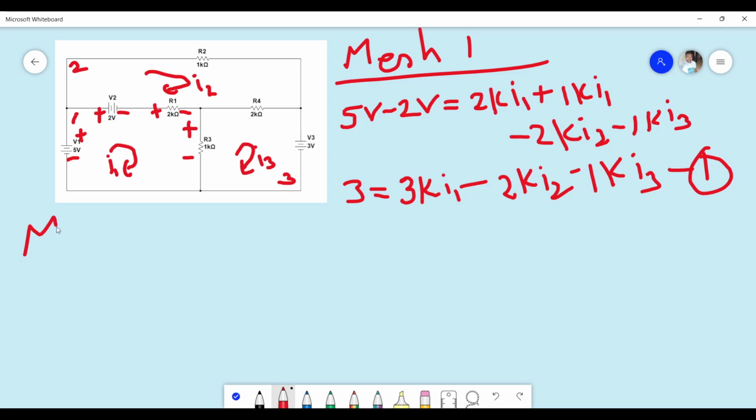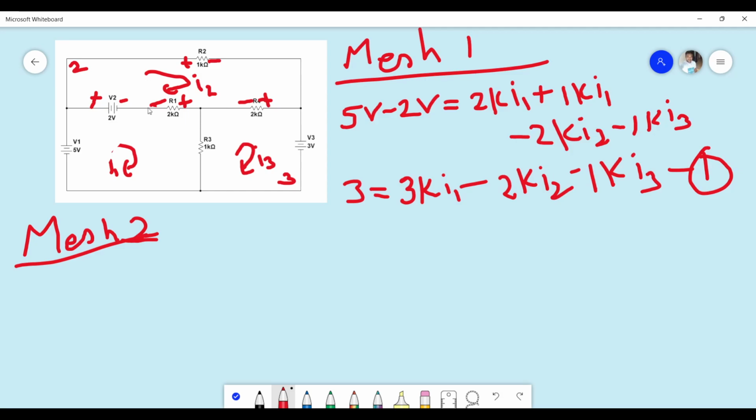Now writing the equation for mesh 2. We can erase all of these because they are related to mesh 1. Okay, components again: minus, plus, and here it will be positive, negative, positive, negative, positive, negative.